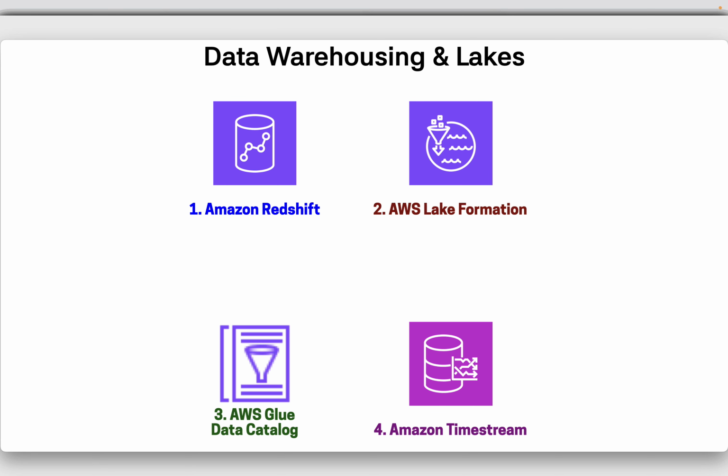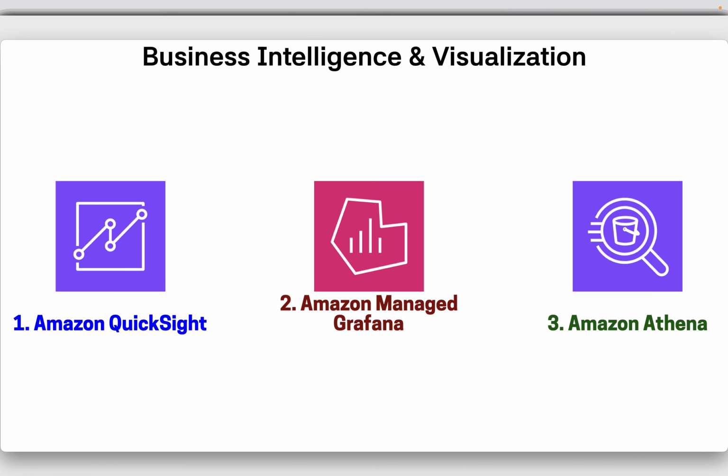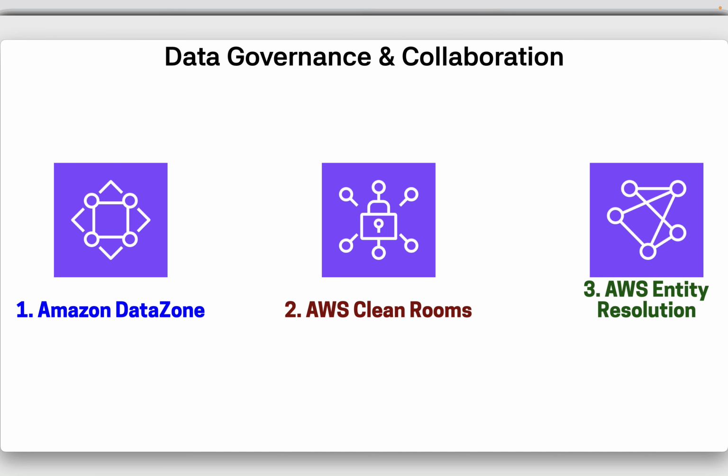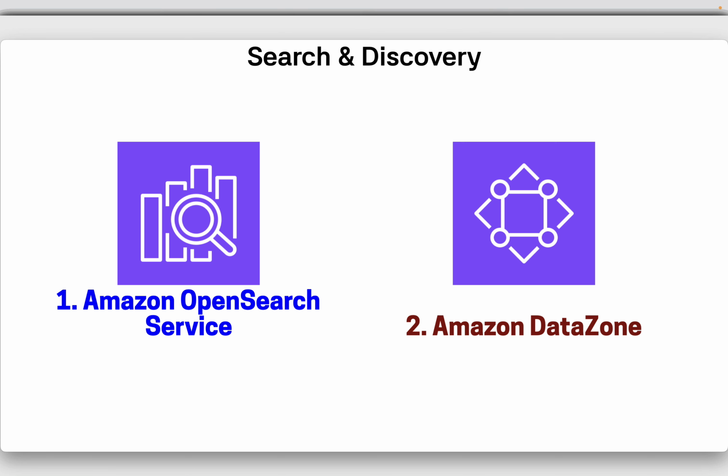And data warehousing and lakes. So Redshift is the only data warehousing service. Others are Lake Formation or data lake related: Lake Formation, Glue Data Catalog, and Amazon Timestream. So Timestream is mostly for time series data. Business intelligence and visualization: QuickSight, Amazon Managed Grafana, and Athena. Data governance and collaboration: DataZone, AWS Clean Rooms, and AWS Entity Resolution. Search and discovery: Amazon OpenSearch, Amazon DataZone.